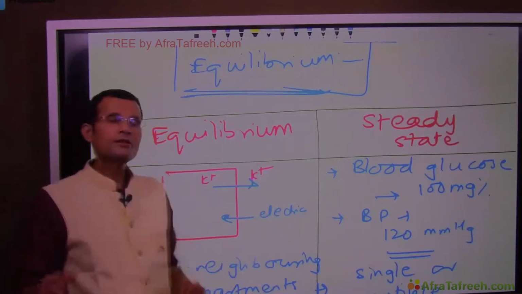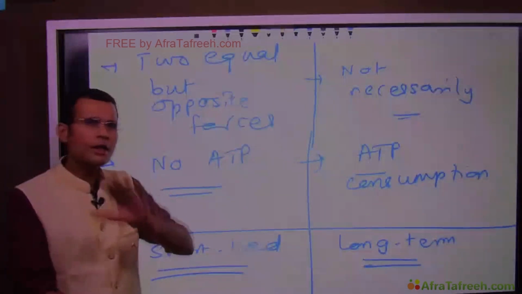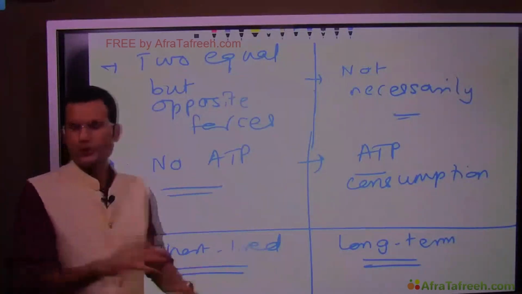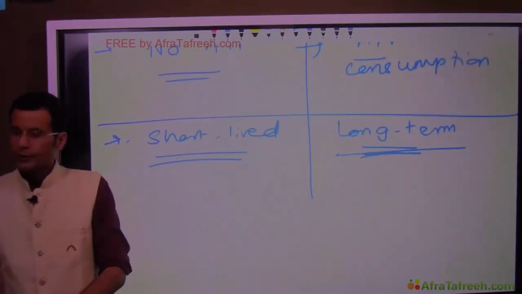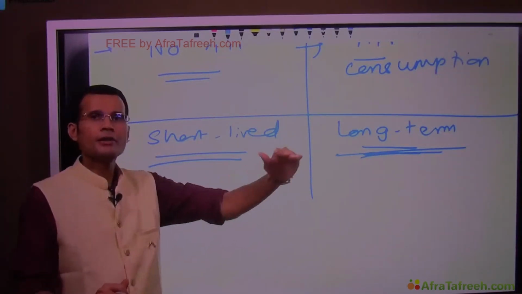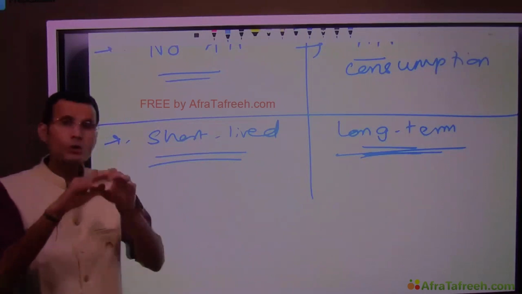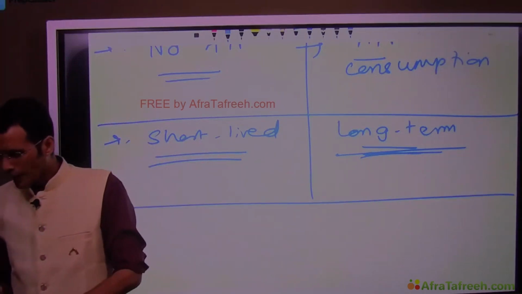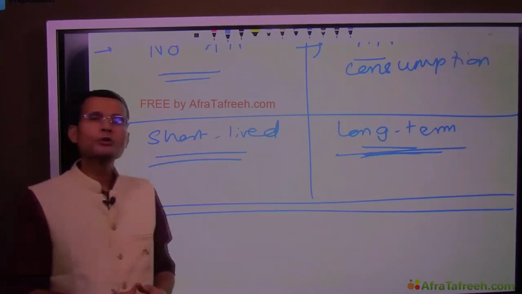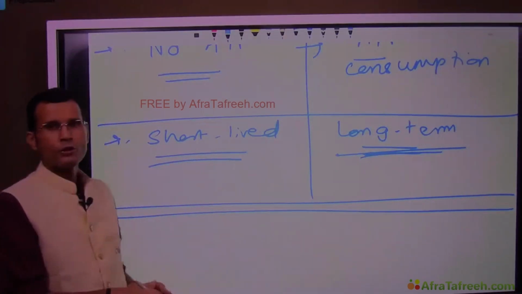It's sometimes called disequilibrium. However, it's a short-lived condition. Even if it was achieved, it will be a short-lived condition. Steady state is relatively long-term. It's maintained like that for quite some duration. So that's a comparison between two very commonly used terminologies about the concepts in physiology.